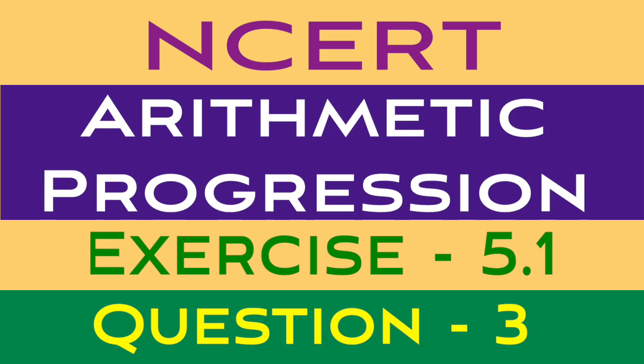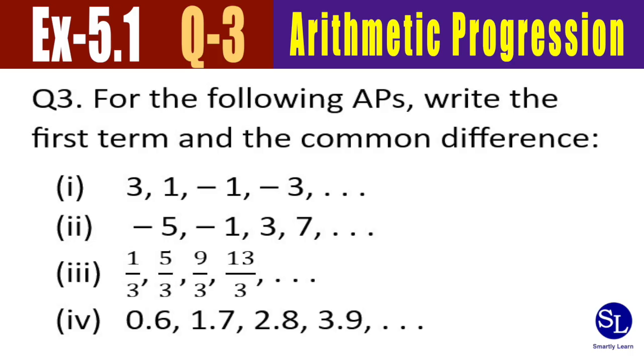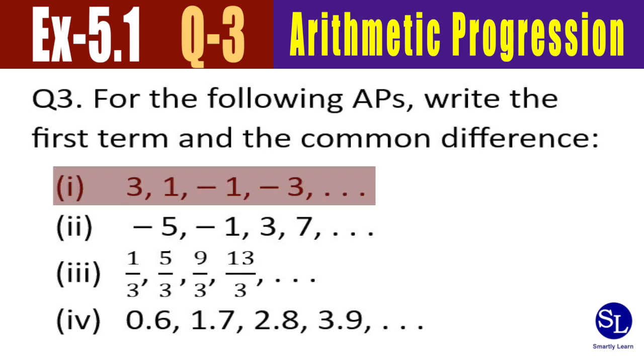In this video, we are going to solve the third question in exercise 5.1. Now let us look at the problem. For the following APs, write the first term and the common difference. There are four subdivisions, so first we will take the first one.